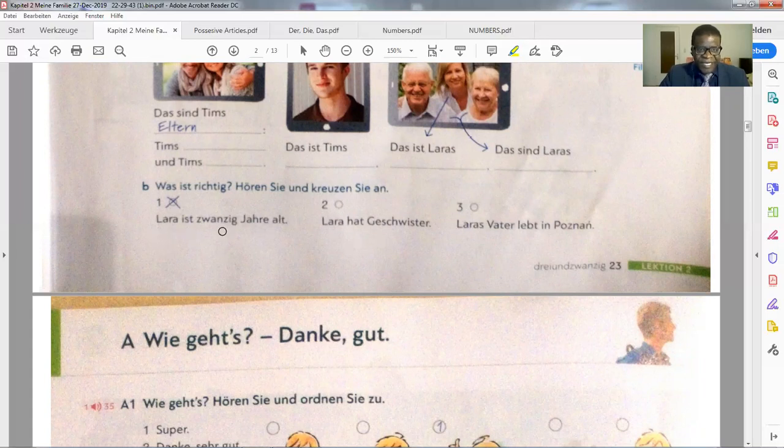Lara ist 20 Jahre alt. Meaning, Lara is 20. Write down: Jahre means years. Okay? Years, with an E at the end; only year, without the E at the end, is singular, okay? Like ein Jahr, one year, we just write J A H R. Okay? Alt means old.